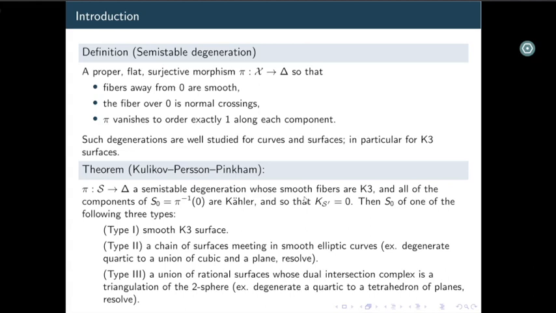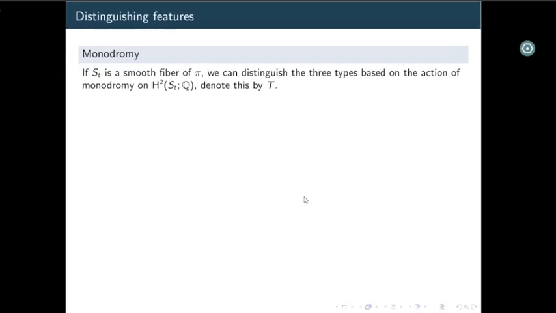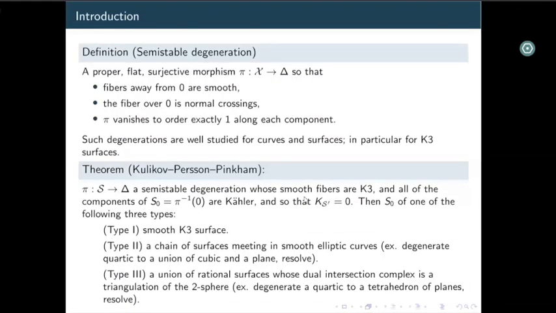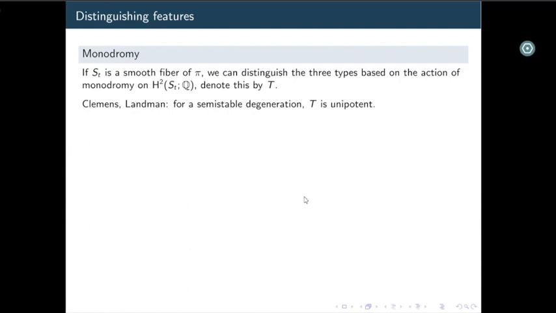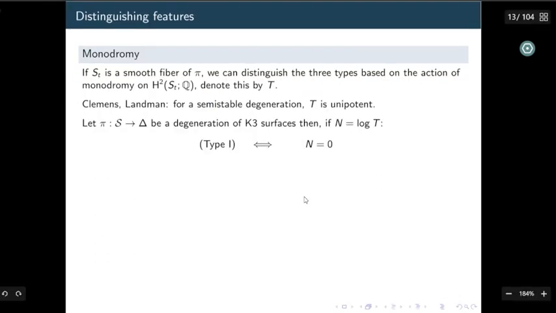Okay. So this is old and familiar, but I want to go a bit into the characteristics of this, because these are the types of things that I'm interested in understanding generalizations of. We can distinguish the types of degenerations by looking at how monodromy behaves on the cohomology of the smooth fiber. So if you let S_t be a smooth fiber of pi, we can distinguish the types by looking at the monodromy. According to Clemens and Landman, and I think sometimes Grothendieck is involved in this, for a semi-stable degeneration, the monodromy action on cohomology should be unipotent. So we can take its log. This is this N here.